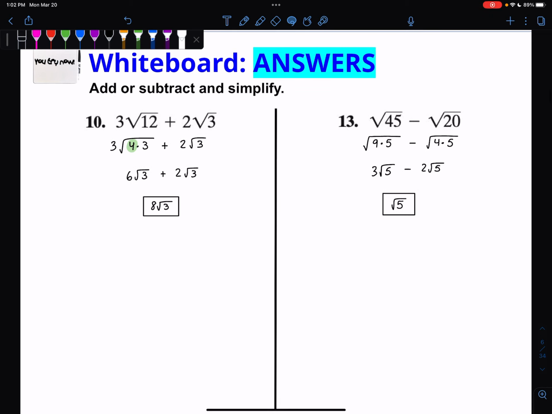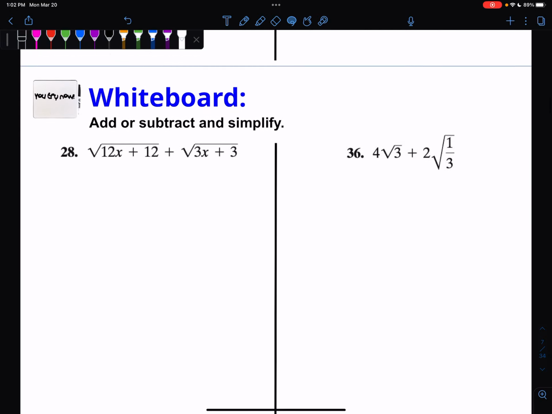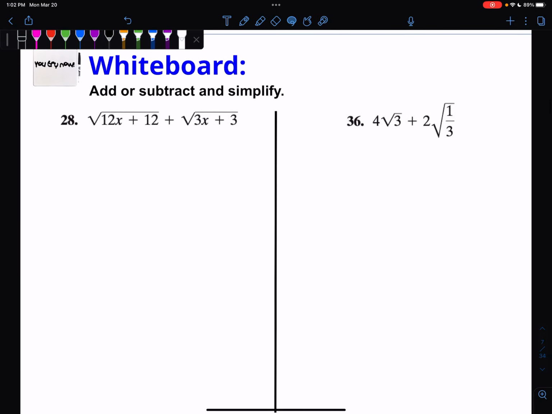All right, here we go. I'm going to continue on. All right, go ahead and pause and work on this. These ones might take a little bit longer. Go ahead, pause and work.